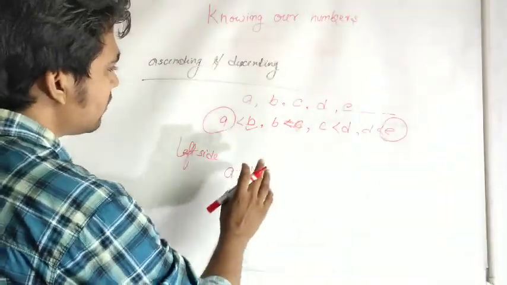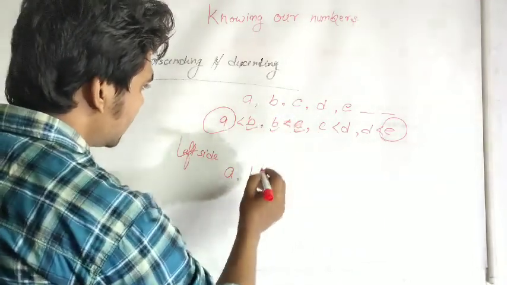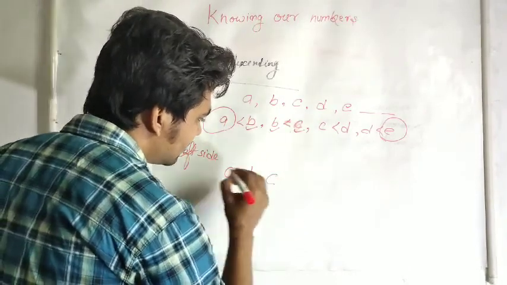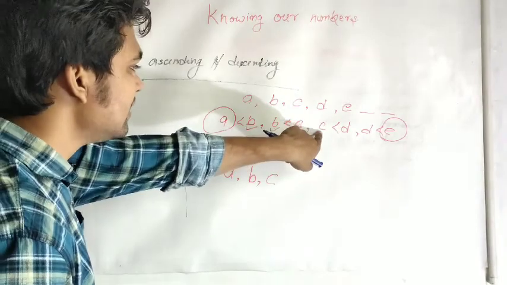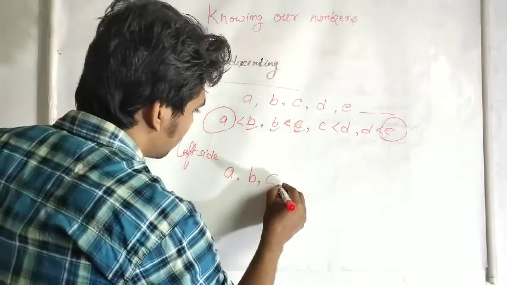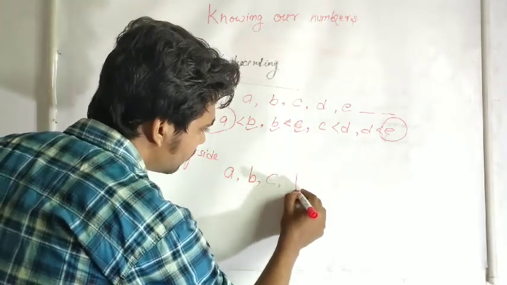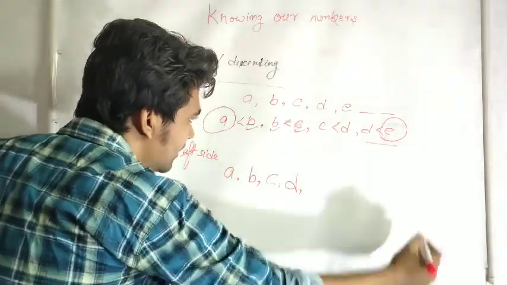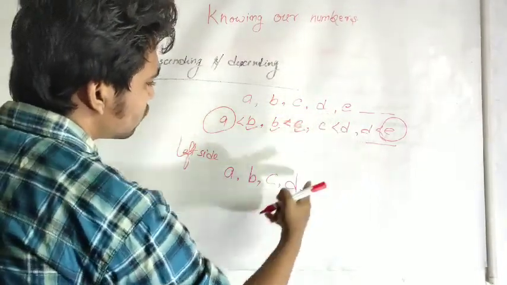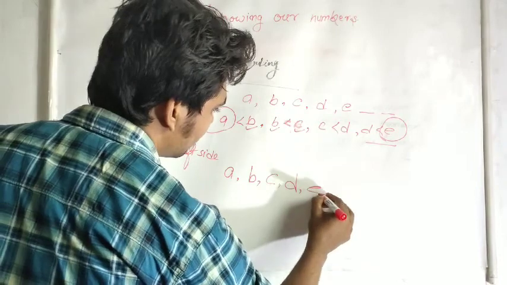Again, looking at the given information, we see that C is greater than B. So we put C right to B. So we put C here. Again we see that C is less than D, or D is greater than C. So we put D right to C. So here we put D. Again we see here that E is greater than D. So we will put E right to D. So here we put E.